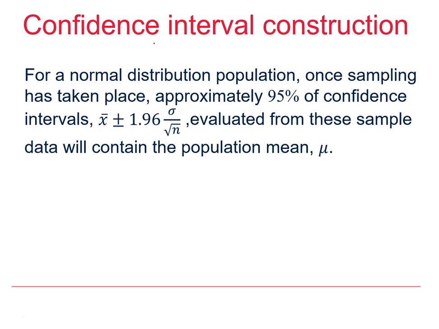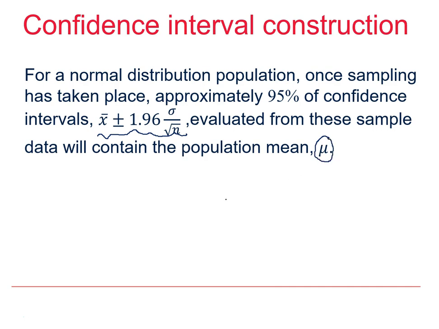And what do we know about our confidence interval here? We know that approximately 95% of such intervals will contain the unknown population mean mu.